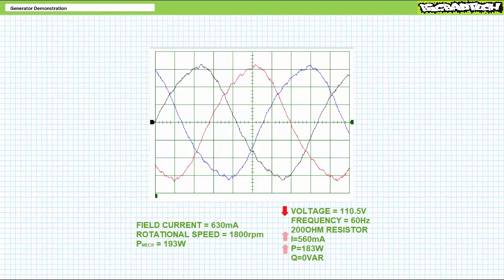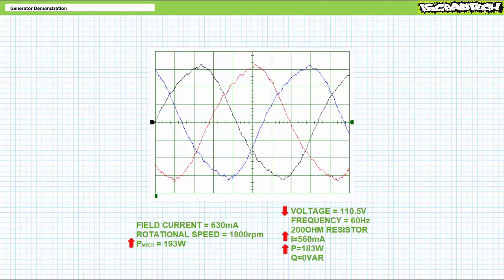Each resistive element draws roughly 560 milliamperes of current, consumes roughly 61 watts of real power, for a total real power demand of roughly 183 watts. In order to meet this demand, the generator consumes 193 watts of mechanical power. Given this prime mover is operating in constant speed mode, speed remains at 1,800 RPM and frequency remains at 60 Hz. Our concern is a small reduction in voltage for this increasingly loaded resistive condition.